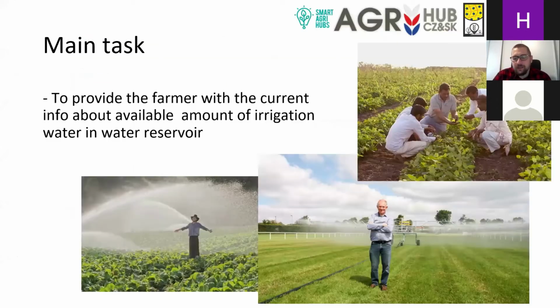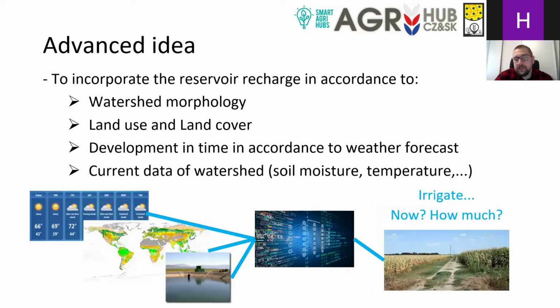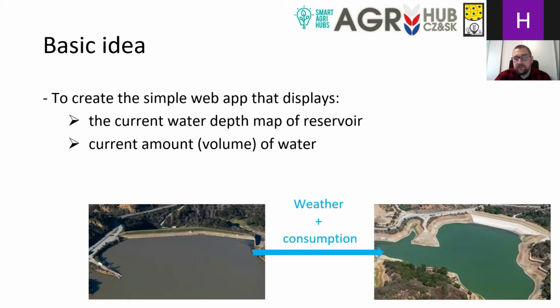Thank you. So, the main task of our experiment is to help the farmer with useful information: how much water does he have available for the irrigation right now in his water reservoir? The water amount in a reservoir is changing under the condition of weather and also consumption of water for the irrigation or other purposes, but it is also affected by the discharge or recharge from the watershed of this water reservoir. Our idea is to create a very simple web app that will display the current water depth map of the reservoir, and also the available amount of water that is currently stored inside this water reservoir.